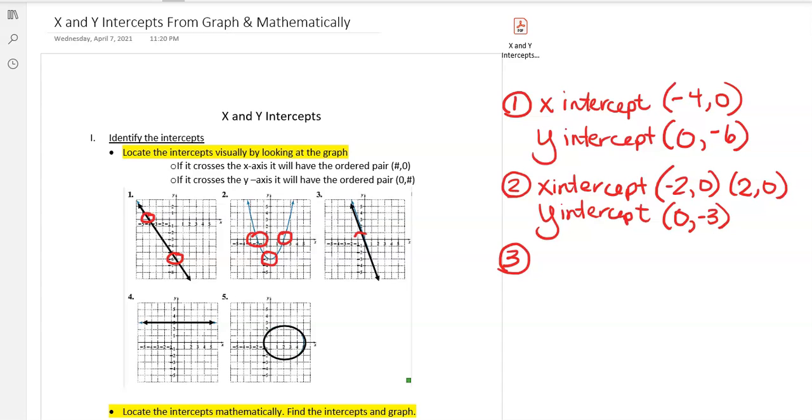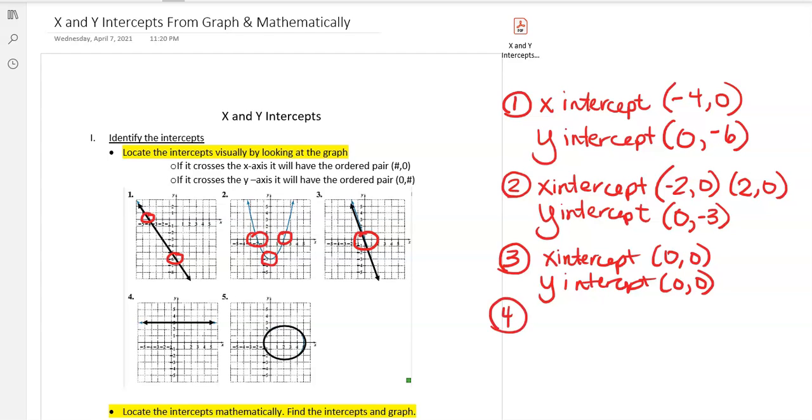Number 3, our axis intercepts right in the middle. So we have an x-intercept of 0, 0, and we also have a y-intercept of 0, 0. Number 4, I see where we cross an axis right here. That is our y-axis. So our x-intercept, this line never crosses the x-axis, so the answer is none. It doesn't have one. The y-intercept crosses at 0, 3.